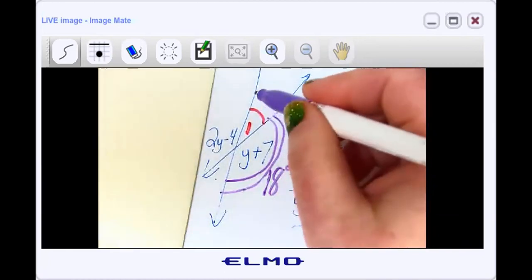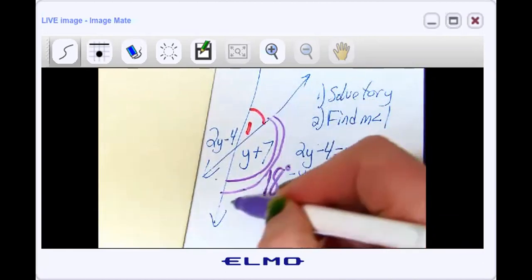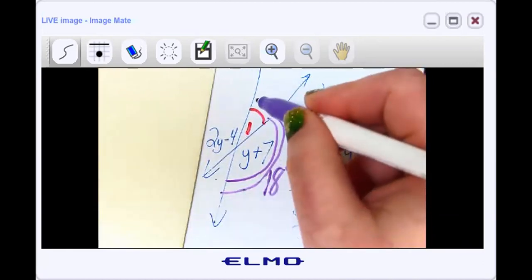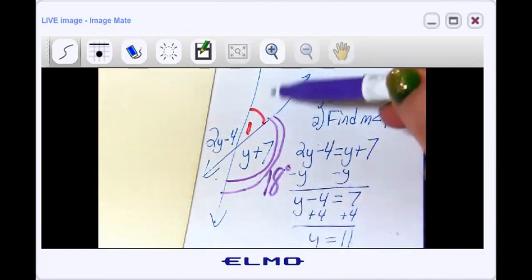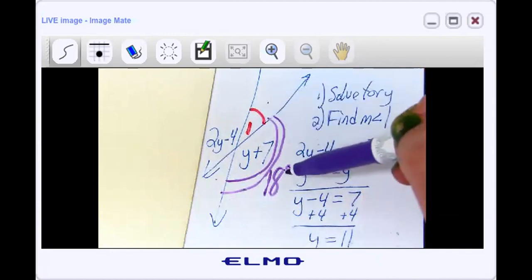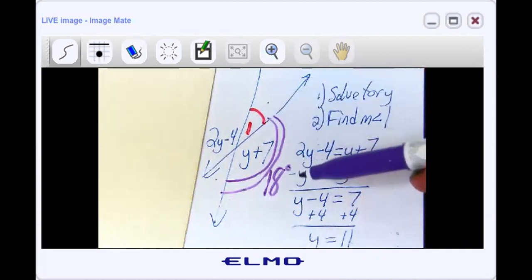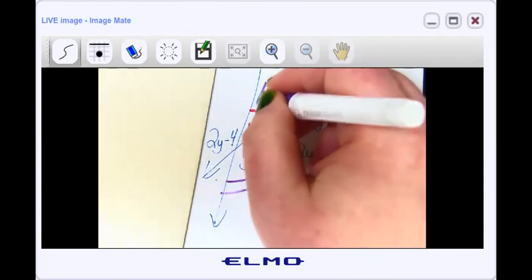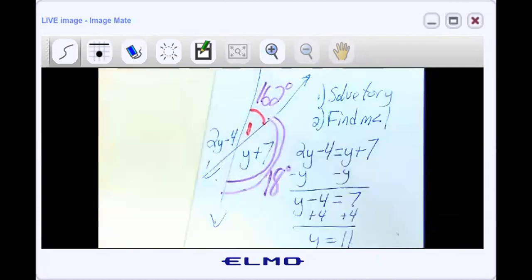These two angles together, the whole thing, add up to be 180. So all I have to do to find the measure of angle 1 is 180 minus 18. And that's where the 162 came from. And that is correct. Obviously not drawn to scale, whatever. That's fine, because we go off the numbers, not looks. Yay! Okay, good.